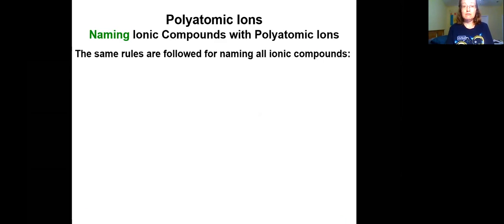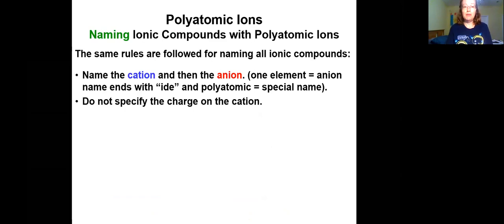The naming is the same as before. You name the cation and the anion. If it's just one element, like just sulfur or just oxygen, the name ends with "ide." If it's more than one element, it's polyatomic, and you need to use the chart for the special name. You don't specify the charge on the cation or the anion.